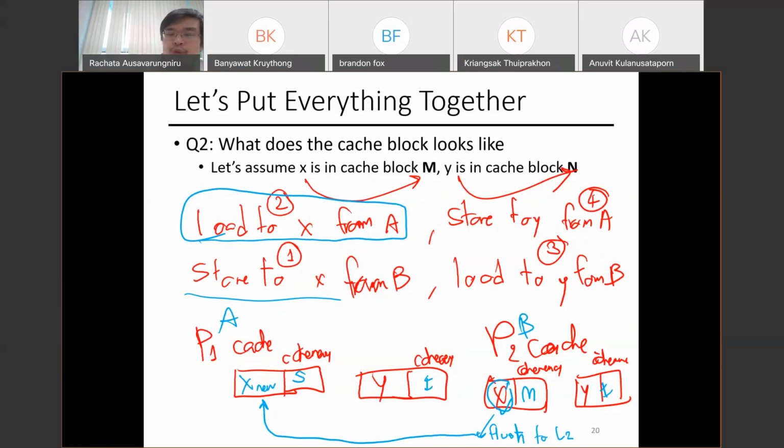Why is it changing to shared? Because now I have the most updated copy of the data, and processor 2 also has another copy of the data that's most updated. So both of them will be in the shared state. Any questions so far? So we are done with the first and the second operation. Any questions so far?